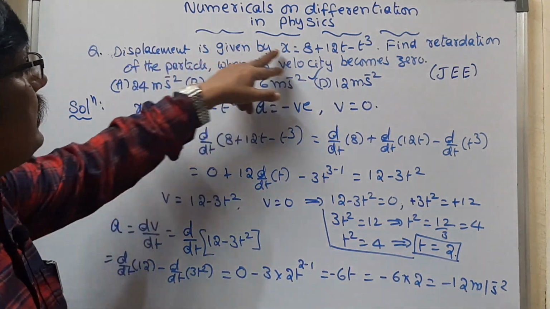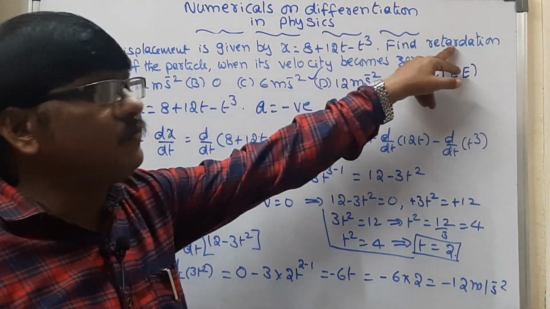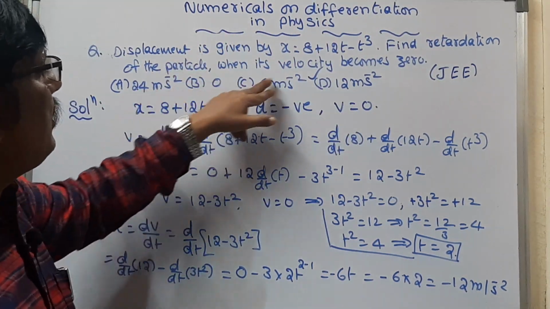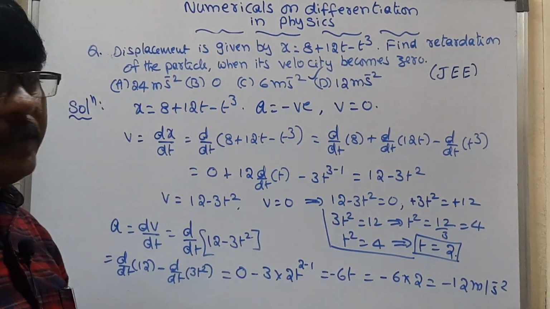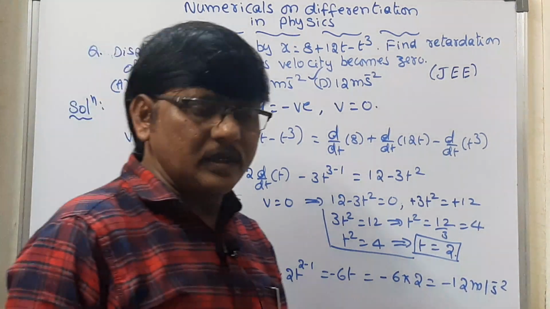because in the application the x is given, and apart from that you have to find out the retardation under the condition that velocity becomes 0, and so this is the procedure we can take. Take this one also.